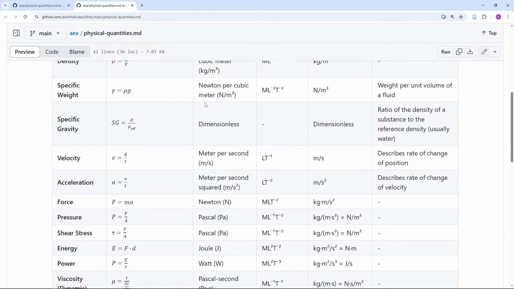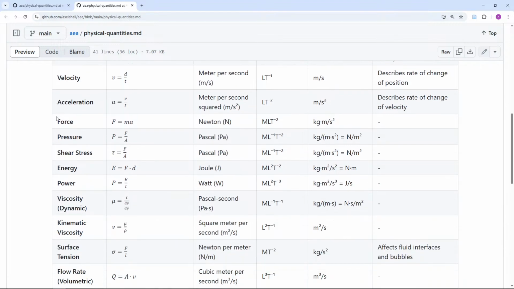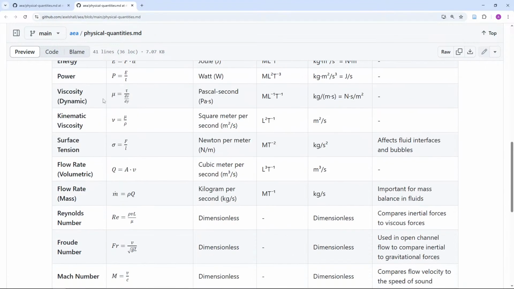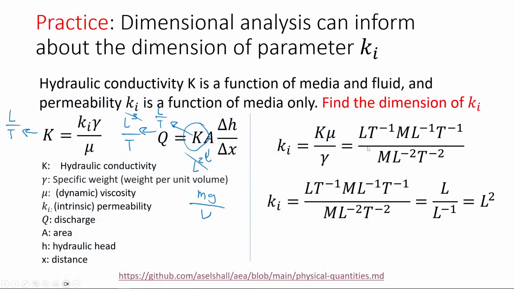So here you just go here, and this is the viscosity, that's ML^-1 T^-1. So you check it here. You see here viscosity is ML^-1 T^-1. And for this one, specific weight, you can either derive it.